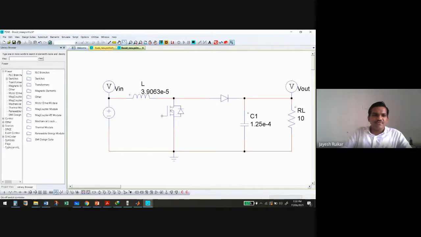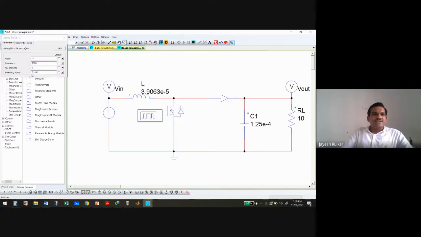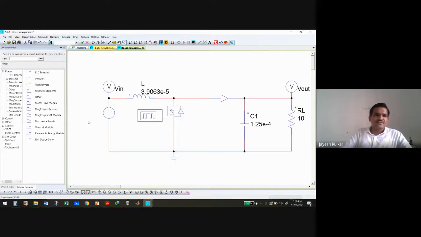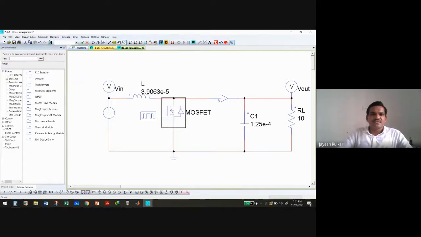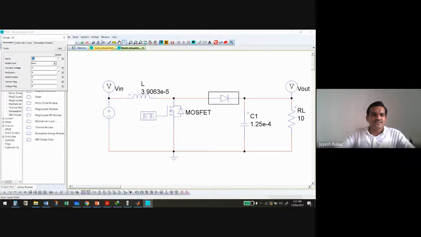We need one PWM pulse to be given, and it's set by default. You can double click. By default the pulse is at 0 to 180 degree. This is the gate pulse. The switching frequency is 20 kilohertz, so 20,000. We can name this MOSFET and display it. This is your diode, and display it.